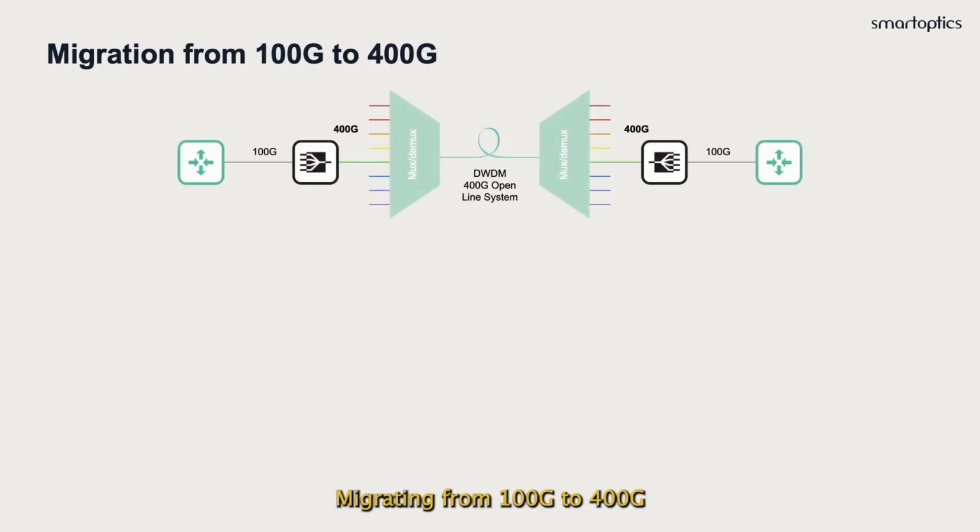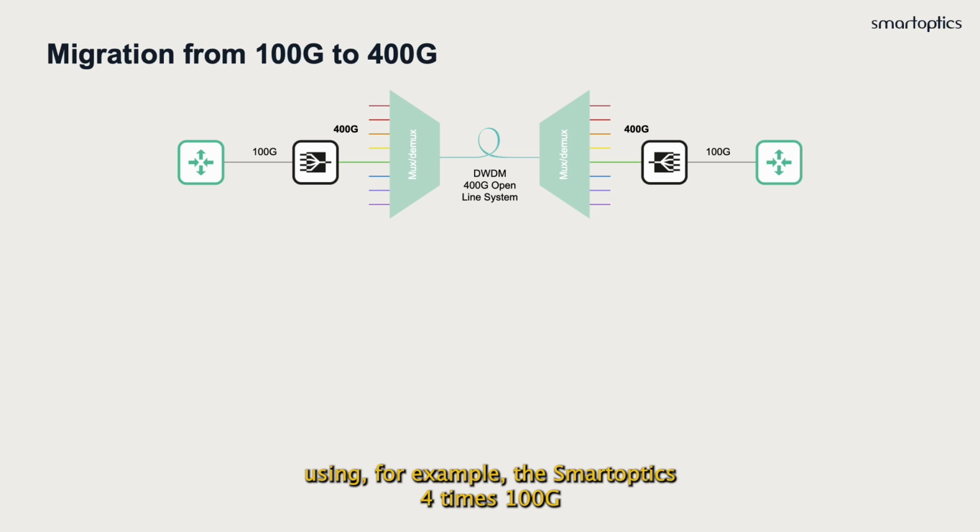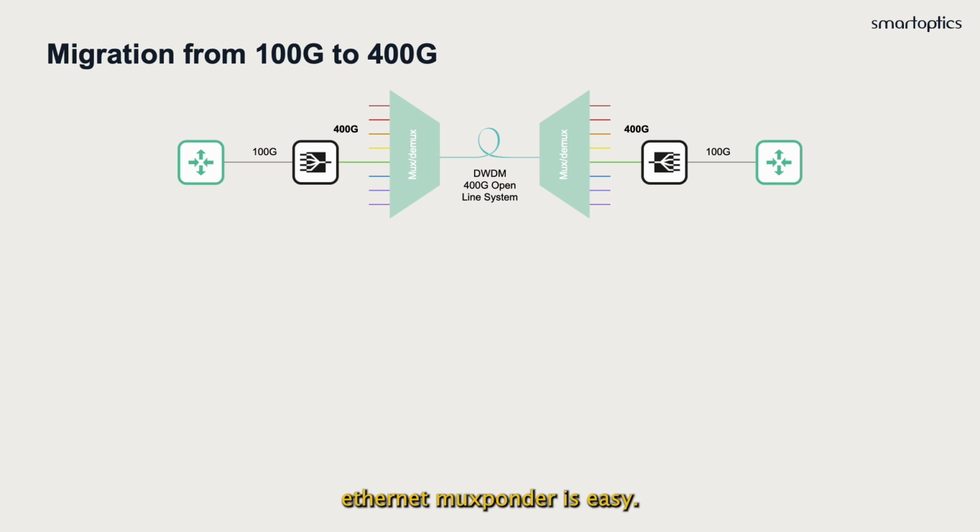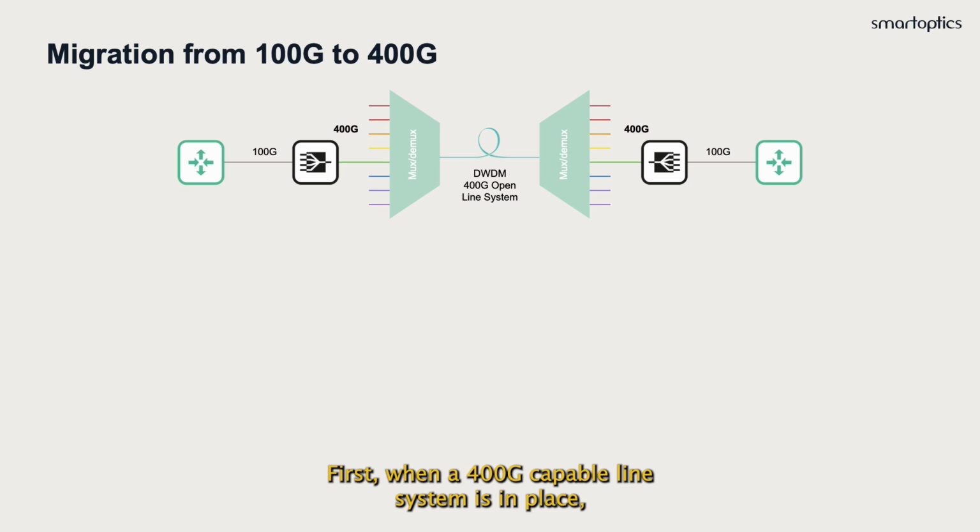Migrating from 100G to 400G using, for example, the Smartoptics 4x100G Ethernet muxponder is easy. First, when a 400G capable line system is in place, muxponders can be used to adapt existing 100G routers to the higher speed communications channel.